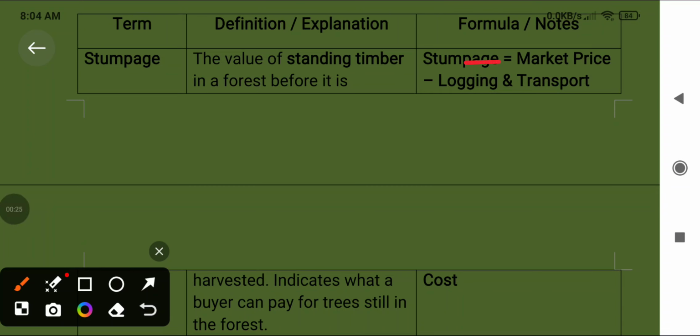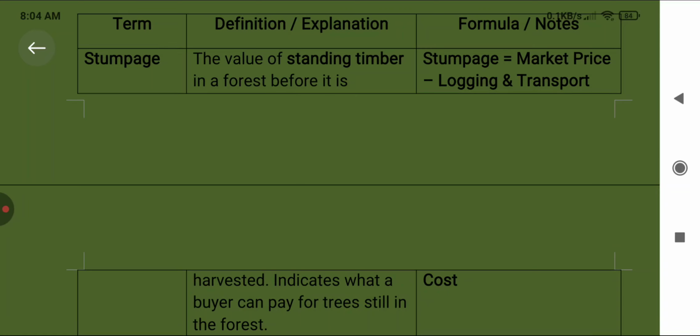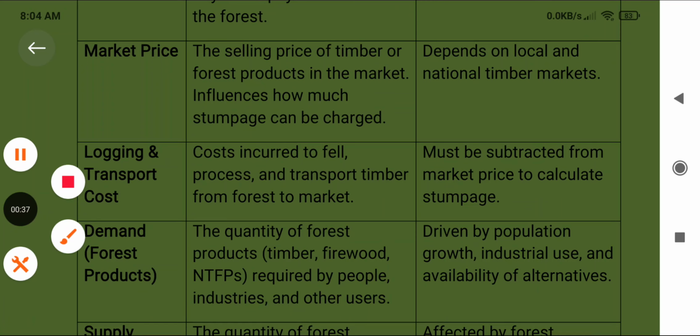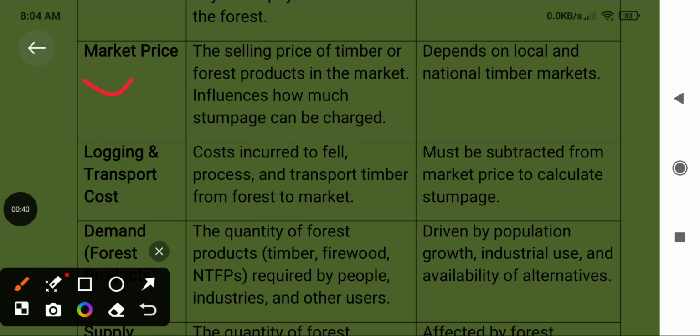Stumpage is the market price minus the cost of logging and transport. Okay, cost. Okay, and the market price, the selling price of timber or forest products in the market, influences how much stumpage can change, and depends on local and national timber markets and logging and transport costs.